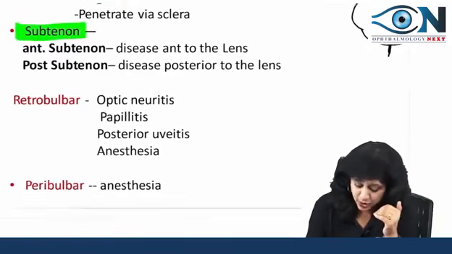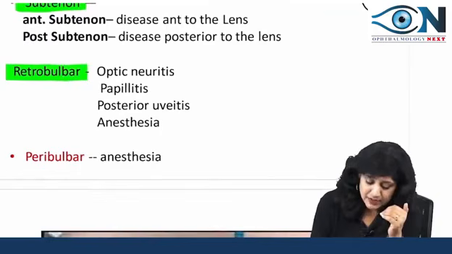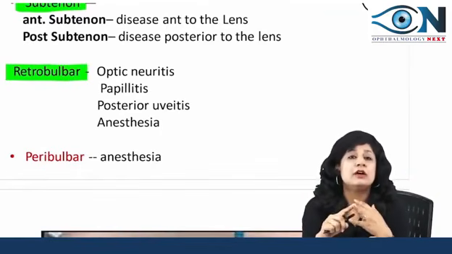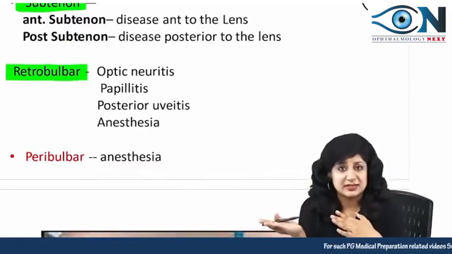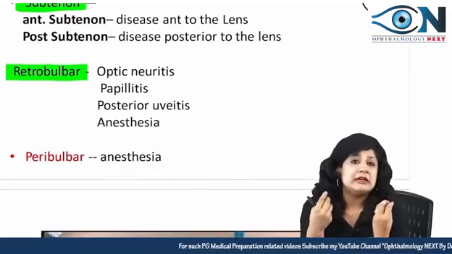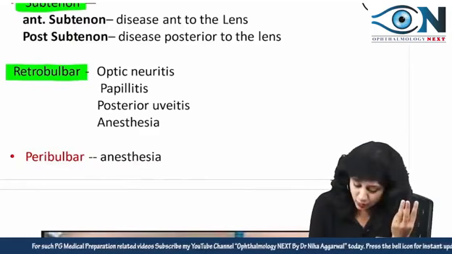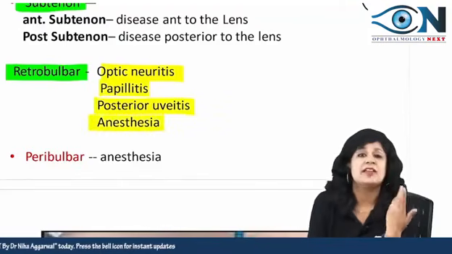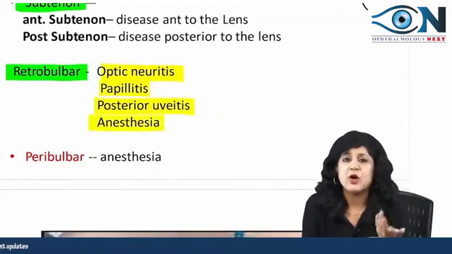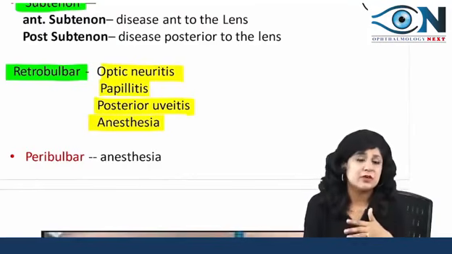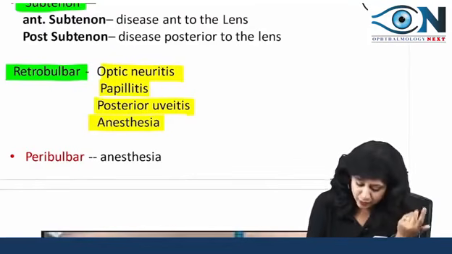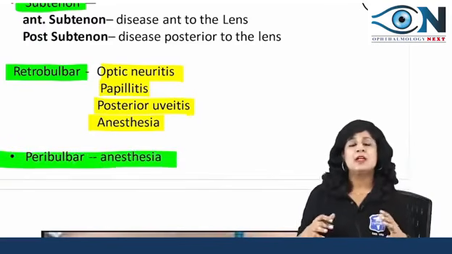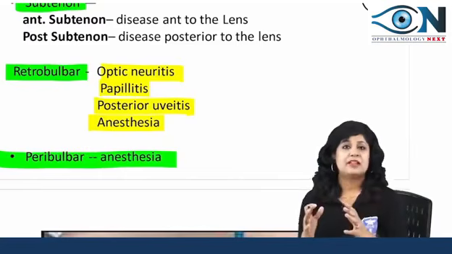Then the next one is your retrobulbar. You have heard about the retrobulbar anesthesia. Then you have also heard about the retrobulbar optic neuritis. So in that terms we can use it. They have given you all the 3 types: optic neuritis, papillitis, posterior uveitis. Then we can also use the anesthesia retrobulbar blocks. Now they are obsolete, and mostly we are going with the peribulbar, but it could be there. And obviously nowadays the most important thing that we are using is the peribulbar anesthesia. So the application where they can be used, I think, is very clear.